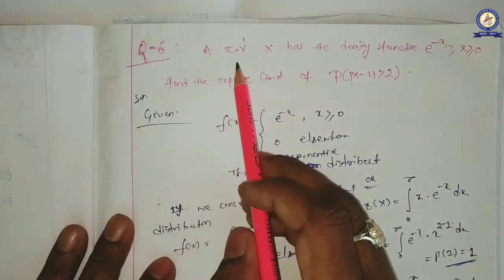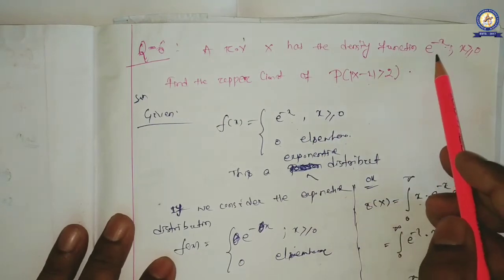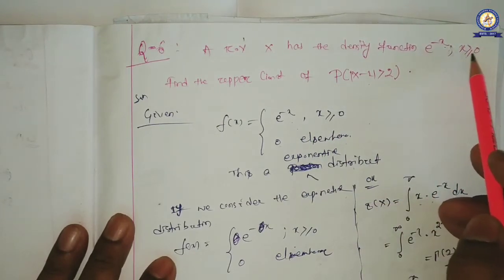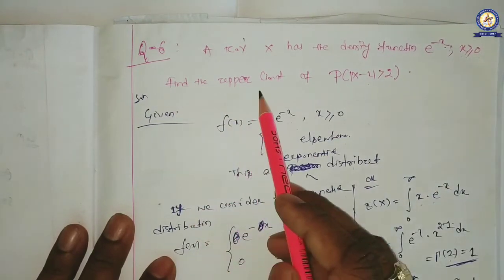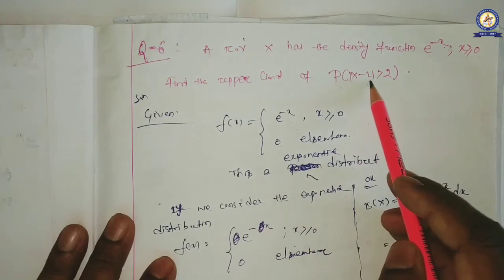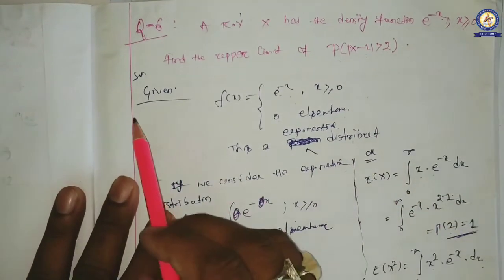Now we are going to move to the next question, question number 6. A random variable x has the density function e to the power minus x, where x is greater than or equal to 0. For x greater than or equal to 0, find the upper limit of the probability of mod x minus 1 greater than 2. Okay, so here is the solution.